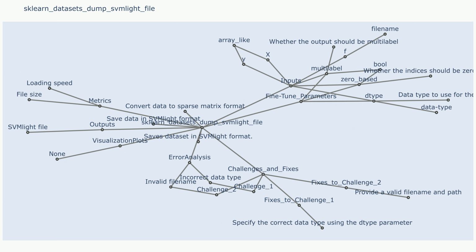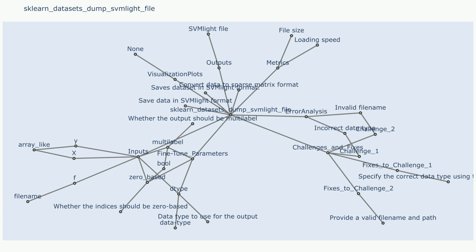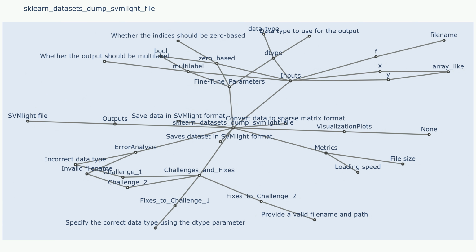Inputs: X. This is a NumPy array or a sparse matrix representing the feature matrix (independent variables) of the dataset. Each row corresponds to a data point, and each column represents a feature. y. This is a NumPy array representing the target values (dependent variables) of the dataset. It has the same number of elements as the number of rows in X, with each element corresponding to the target value for the corresponding data point.